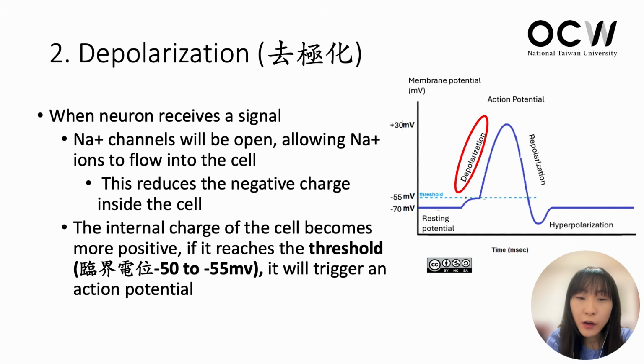In this stage called depolarization, this is when neurons receive a signal and then more sodium will come into the cell and the potassium will begin to leave the cell. So this will reduce the negative charge inside the cell. Remember, in the resting membrane potential, the millivolts is around -70. So this will reduce the negative charge and increase the charge to around -55, which is called the threshold, and then it will trigger an action potential.